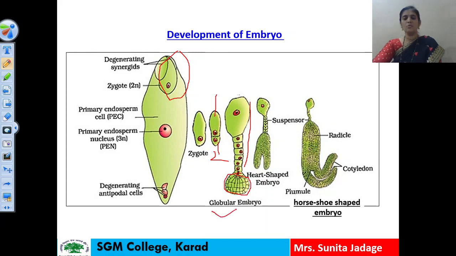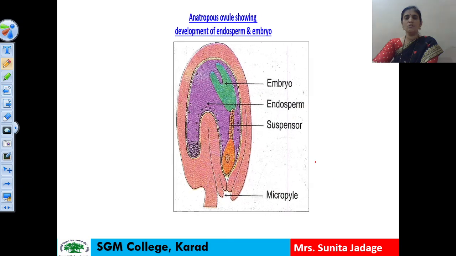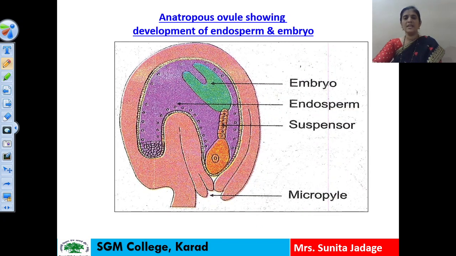First it forms a globular embryo-like structure, then it forms a heart-shaped embryo-like structure, and finally a mature horseshoe-shaped embryo. You can see here, likewise in these different developmental stages, the final embryo will be formed in the ovule. Okay. So let us see both suspensor and embryo, how they are forming inside the ovule. So here the diagram is showing an anatropous ovule, showing the development of endosperm and embryo.